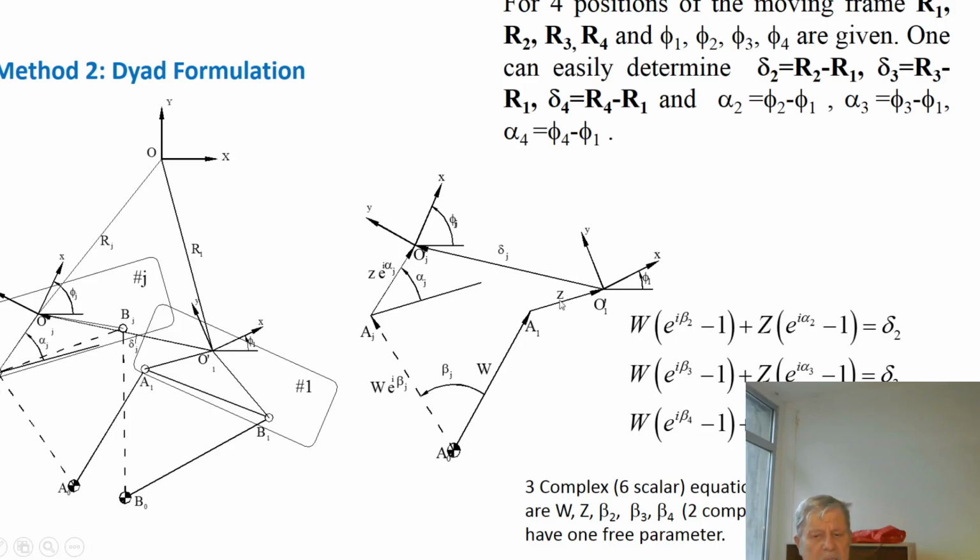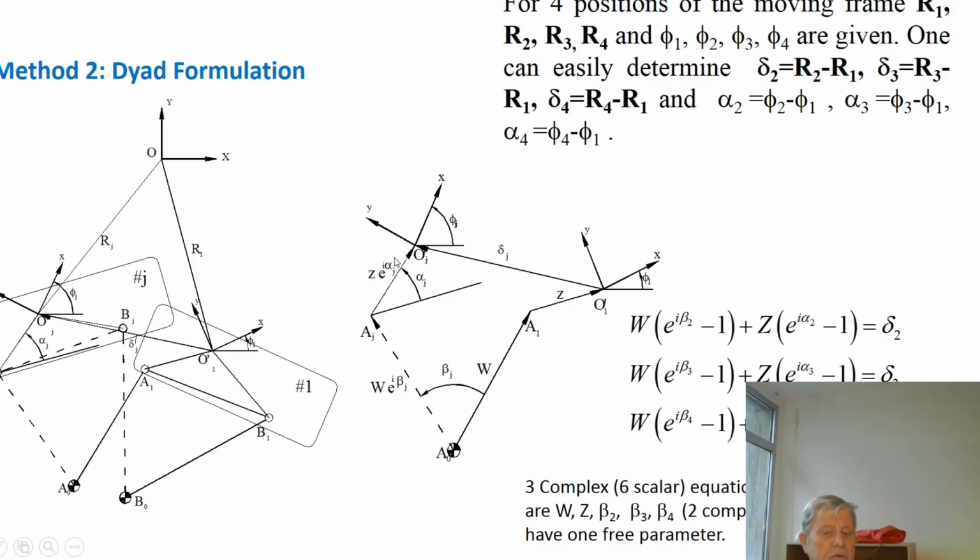Now, when the moving plane moves to a position J, it will be rotated by an angle phi J. Initially, it is phi 1. It will rotate hence by an angle alpha J equals phi J minus phi 1. So we know alpha J. In that case, this vector W, since it is rotating about A0, will rotate by an angle beta J, which I don't know. But the rotation of this vector Z from the first position to this position is known. It is phi J minus phi 1.